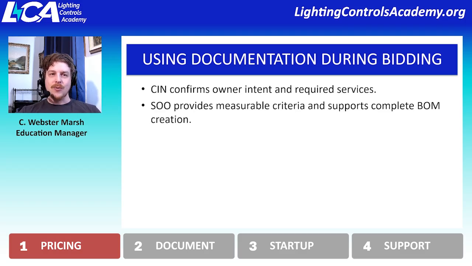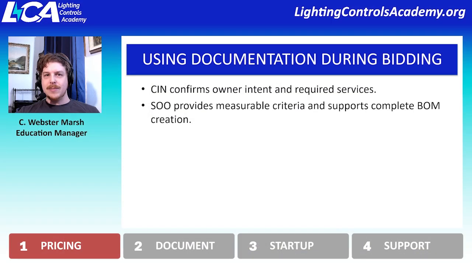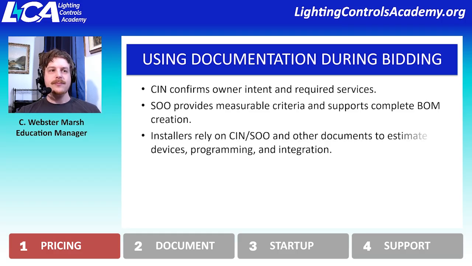Then the sequence of operations is going to provide that measurable criteria that is going to be supported by the bill of materials, the BOM. And we'll go a little bit more into detail on what a BOM is in a little bit, but it's just sort of like a listing of all of the components that are going into the system. The installers, as I mentioned before, are really dependent on the sequence of operations and the control intent narrative so that they can provide an accurate estimate. So they're going to be reviewing all of this documentation very thoroughly.